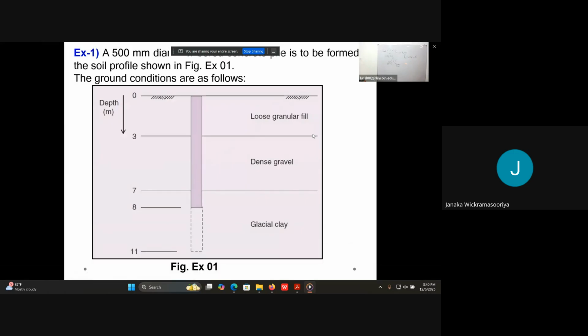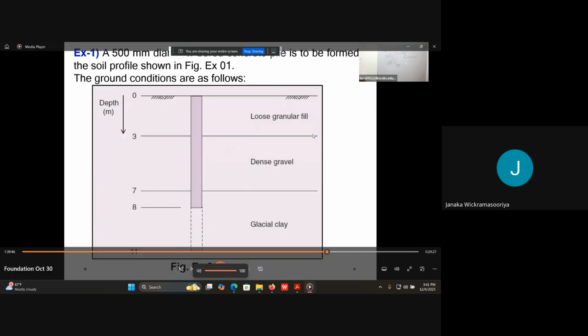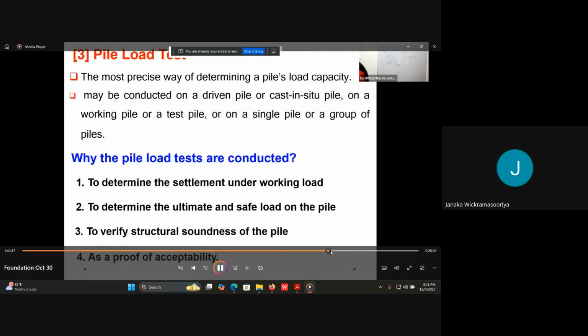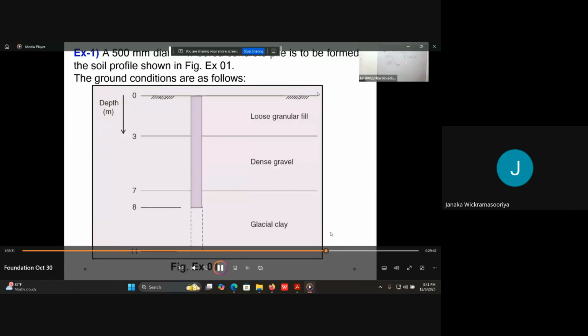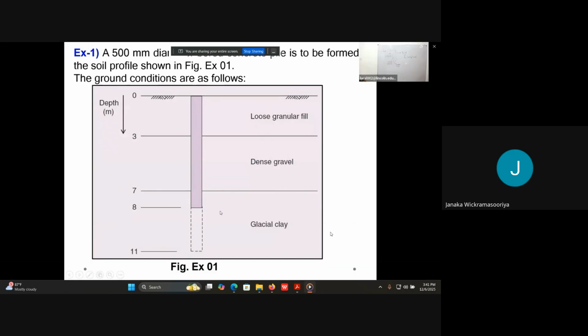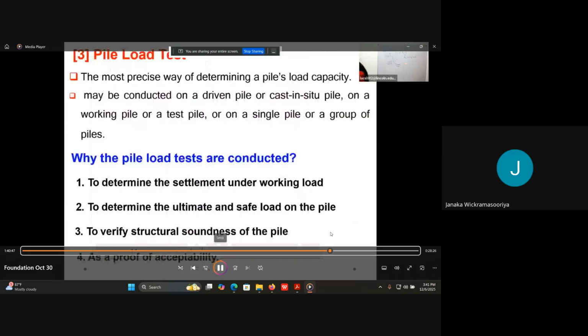So this is an example question. In the top you have loose granular soil, then the dense gravel, and then glacial clay. And I have to discuss some pile testings. That is why I selected this one. Yes, pile load test. Here at the top we have a loose granular soil, and then dense gravel, and then at the bottom you have clay, glacial clay. Like our research, this is a very important one, pile load test.